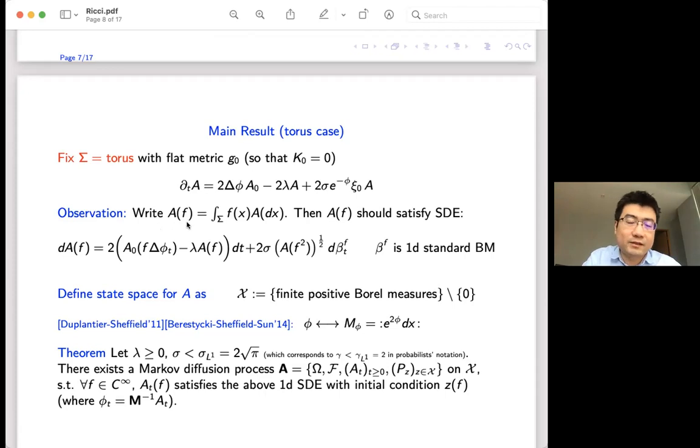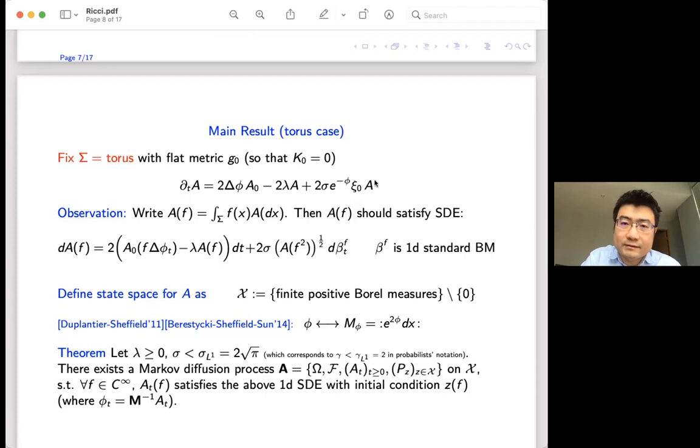It's based on the following observation. If you use the area form on both sides of the equation to integrate the test function f, I'm going to call this A of f, which is just a scalar, a number. Then do this on both sides, and we're going to get the following SDE. The time derivative of A f is equal to the reference area integrating f times Laplacian phi, plus something times the Brownian motion. You can see the last term by calculating the quadratic variation of this.